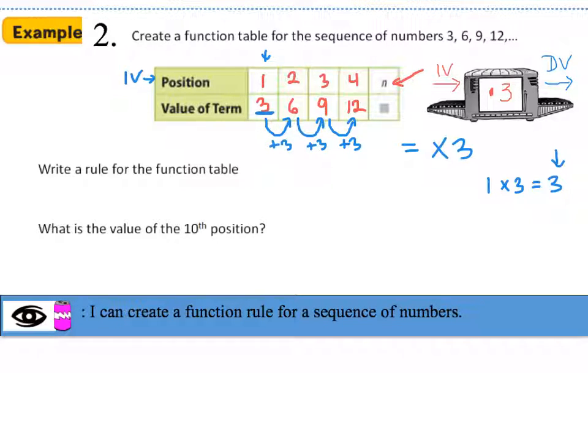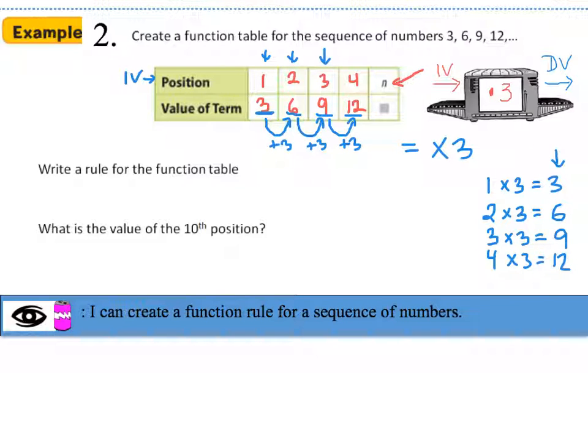Let's take the second position, plug that into the function machine by multiplying it by 3, and 2 times 3 gets me 6. Notice that is the second value of term for the second position. Let's take the next position, plug it into the function machine by multiplying it by 3. 3 times 3 gets me 9. Notice that is the next value of term. And then let's take 4, plug that into the machine, times it by 3, and I would get 12, and that is the next value of term.